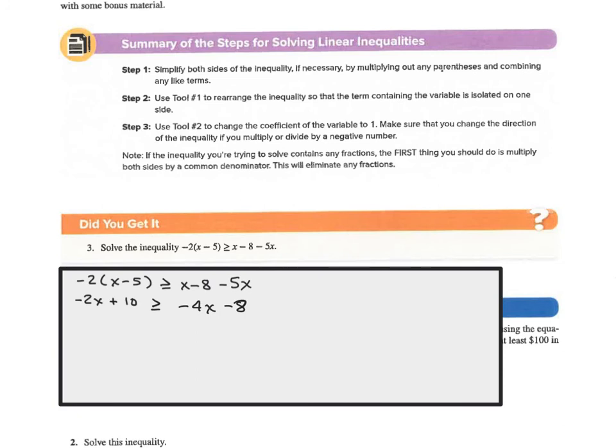Okay, and then step 2 asks us to use our tools to rearrange the inequality so that the term containing the variable is all by itself on one side. As I mentioned to you before, I really prefer putting our variables on the left side of the inequalities for the times that we need to interpret what that inequality means. So to move that -4x over to the left side, I will need to add it to both sides.